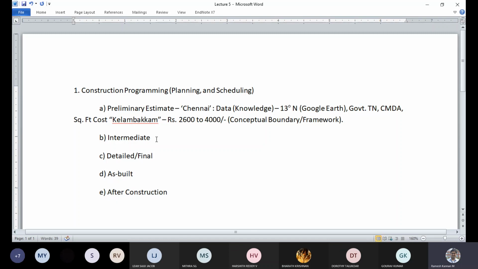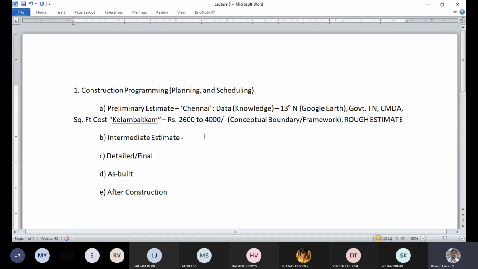Next is the intermediate stuff. Once we do a preliminary estimate, we have a fair amount of idea about what we can do. Next, we'll be looking into the intermediate estimate. As the name suggests, it will be intermediate between preliminary and detailed. So preliminary is a rough estimate, but generally in construction it's not called a rough estimate, it's an approximate estimate. Even the term estimate itself is approximate only. Why? Because a rough estimate is something like an approximate estimate.